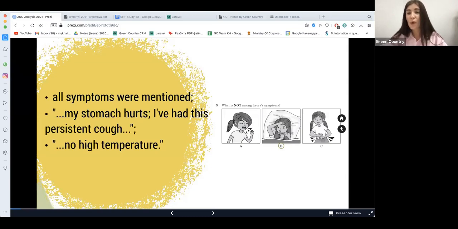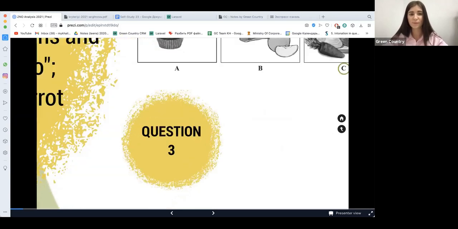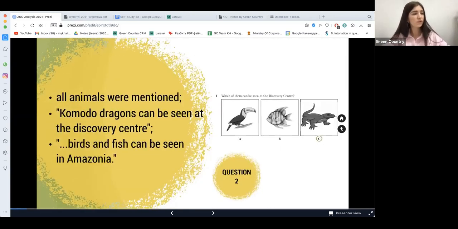So to sum up this part of the listening test, you shouldn't be focused on only one word, for instance, cough or only stomachache. You will hear all of them at the same time, but you need to listen to the context. It's very important. And don't forget to underline the key words in the questions, like "what not among symptoms". You don't need to underline everything, but just focus on the most important ones. Okay, let's move on to the next part.